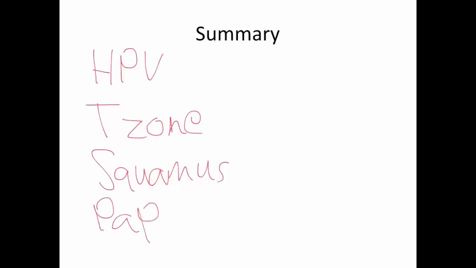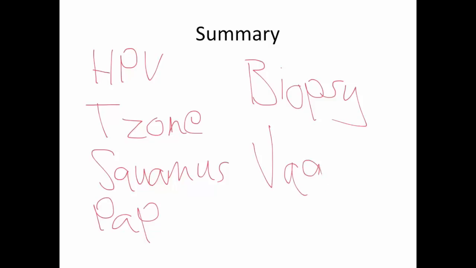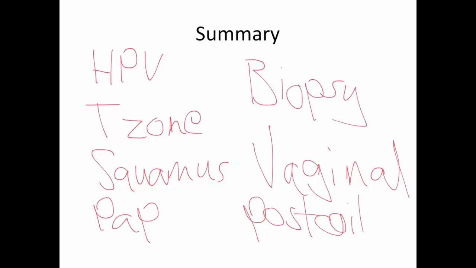However, how do we diagnose? By biopsy, another very important point. Symptoms, usually asymptomatic. However, if patients do come with symptoms, usually vaginal bleeding after sexual intercourse, which is post-coital. Okay? These are very important notes to know.